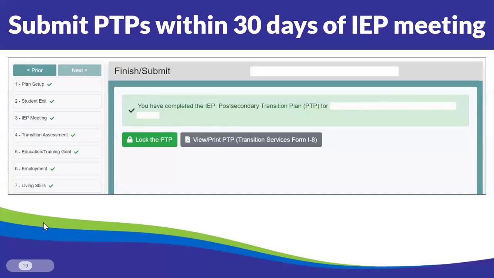You do not have a legal IEP until the PTP is complete and attached to the IEP. Check again with your district on practices for this process. You also must provide a paper copy of the PTP to the family. Attach it to the IEP that is mailed home.